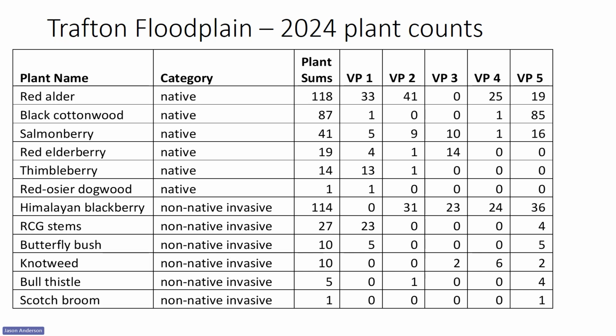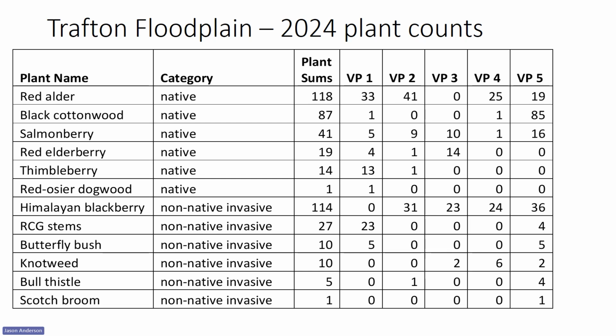As you can see in the table, red alder was the most abundant native tree sampled, and it was observed in 4 of the 5 plots. Black cottonwood was the second most abundant native tree. However, it was primarily found in plot 5, the plot associated with the scouring of the bank. Salmonberry was the most abundant native shrub. It occurred in all 5 plots. Red elderberry and thimbleberry were also observed, but less so than salmonberry.